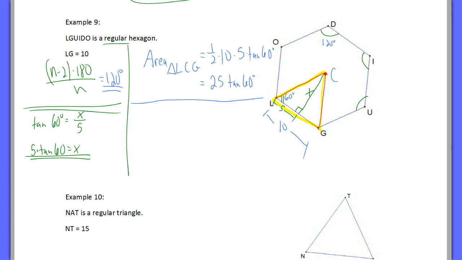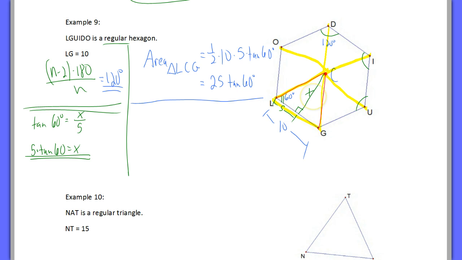Kind of block that off and go back to the point of this problem. We wanted to find the area of this entire regular hexagon. So far, we have the area of this one yellow triangle. Recognize again, this is a regular hexagon. So if I were to draw in this segment, and this segment, and this segment, and this segment as well, now we see that there's not just this one triangle as part of it. There are 6 triangles that are inside of this regular hexagon, and they're all congruent to each other.